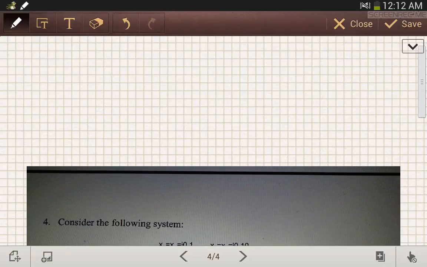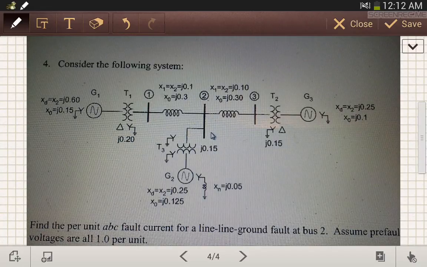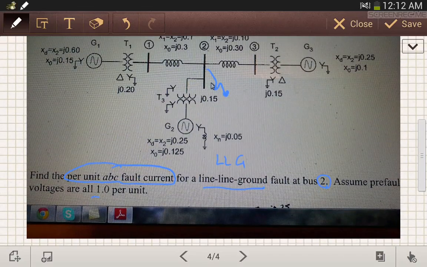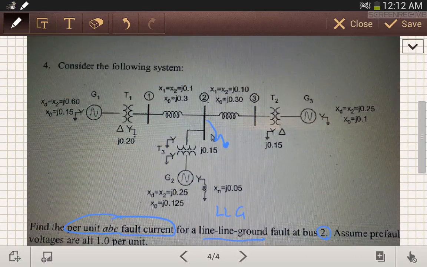Okay, this is example number three in unsymmetrical fault, and the question I posted here is: consider the following system, and they want us to find the per unit ABC fault currents for a line-to-line-to-ground fault at bus number 2, which is this bus. So the fault is right here.